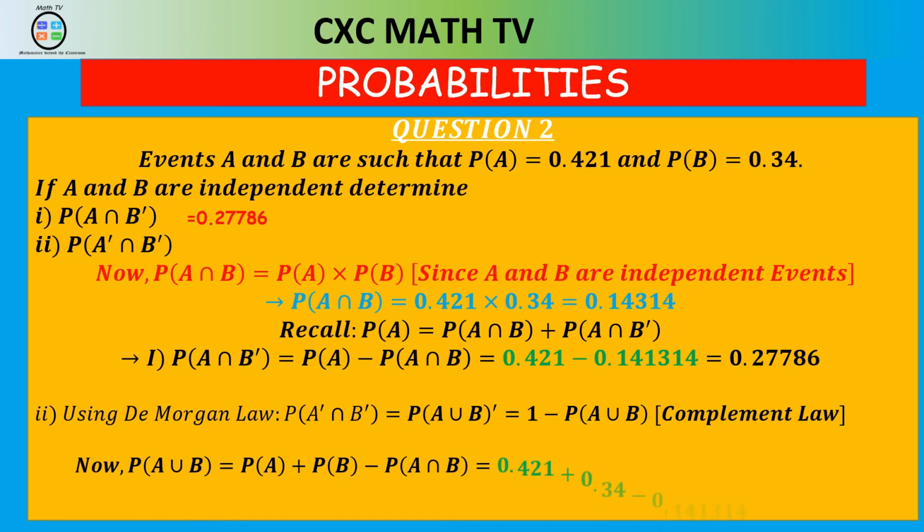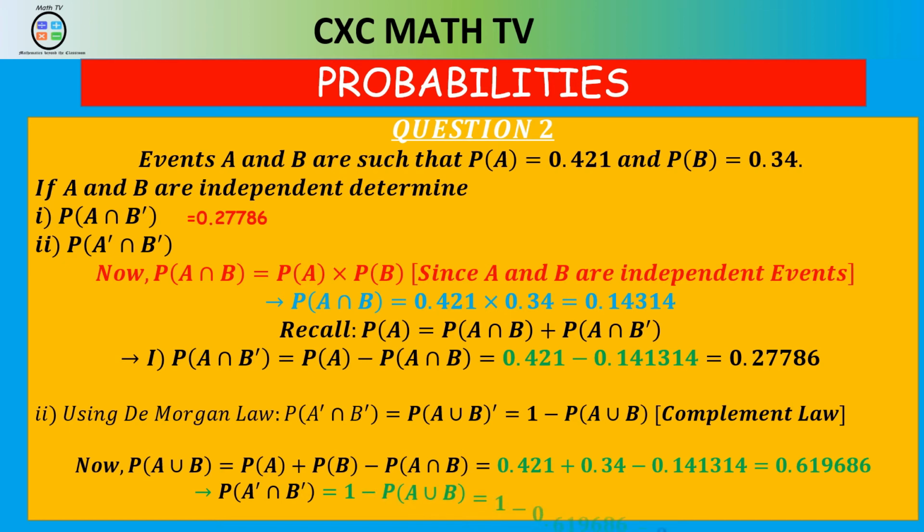So we know the probability of A is 0.421 plus the probability of B, which is 0.34, minus the intersection. We put that in our calculator and we get 0.619686. And so the probability of A complement intersect B complement, which we know is 1 minus the probability of A union B, is now 1 minus 0.619686, and that works out to be 0.380314. Beautiful.